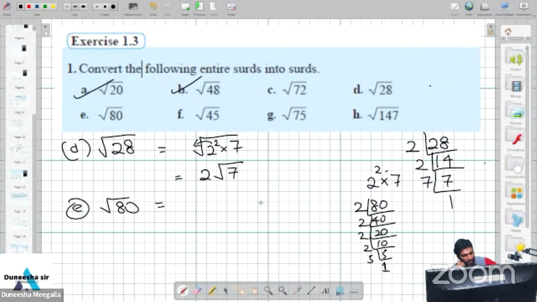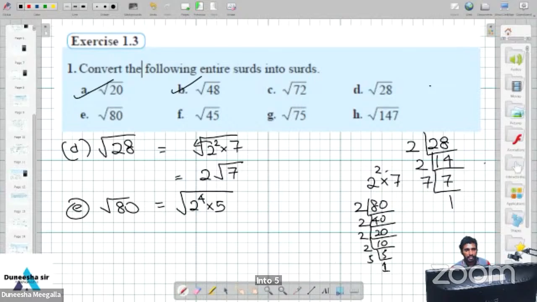What is the 80 we can write base index form? What is? 2 to the power? 4 into 5. Yes, 2 to the power 4 into 5.